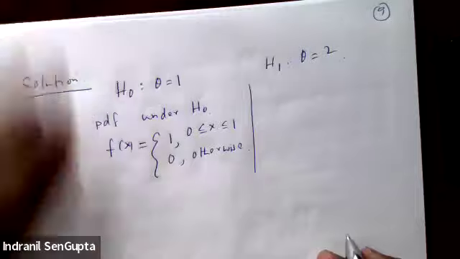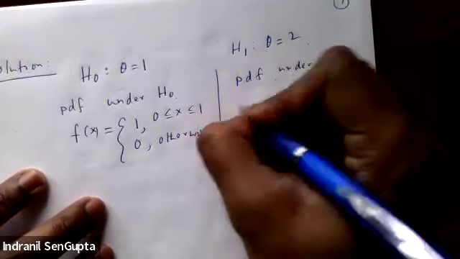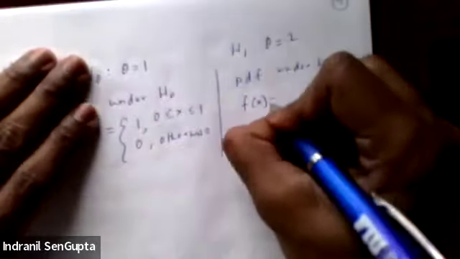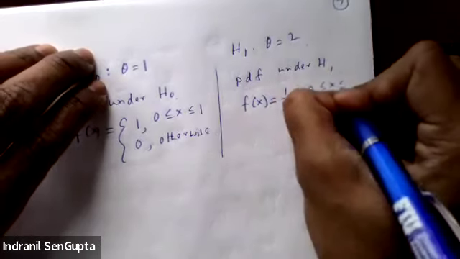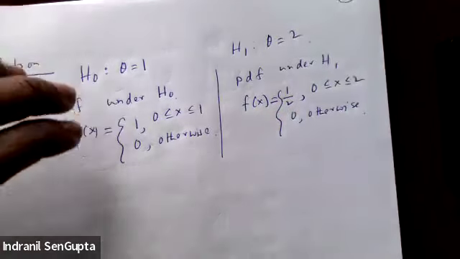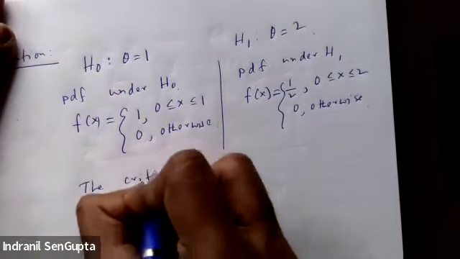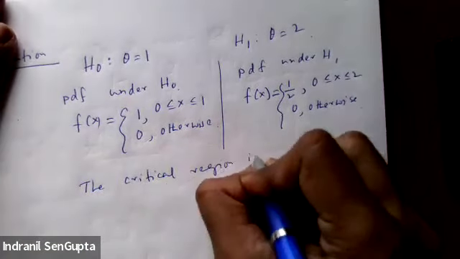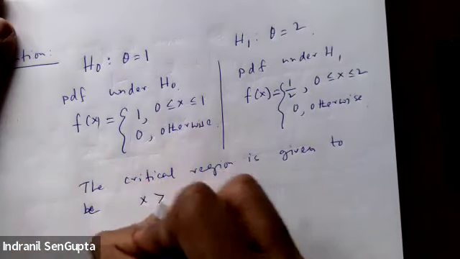And for this one, the PDF under H1 is fx equals, now if I have theta equals 2, 1 over 2 between 0 and 2 and 0 otherwise. So f theta equals 1 over 2 for 0 less than x less than 2 and 0 otherwise. Okay. And the critical region is given to be x is more than 0.5.